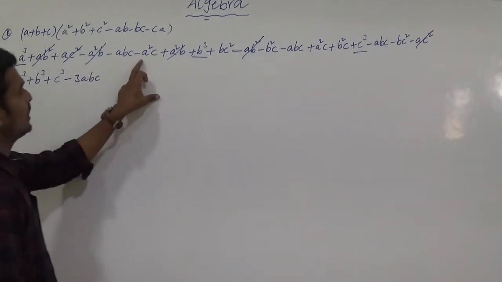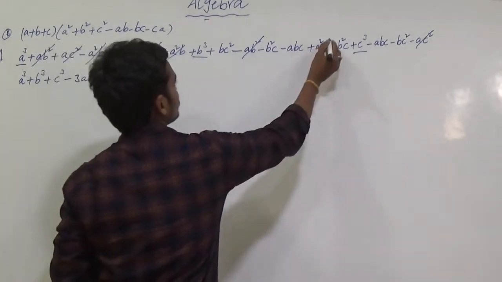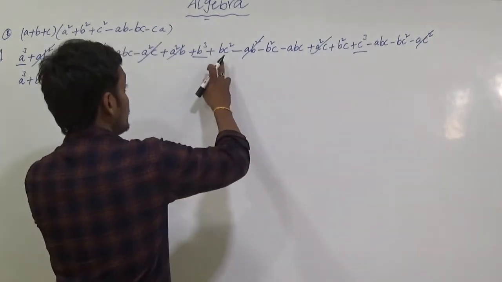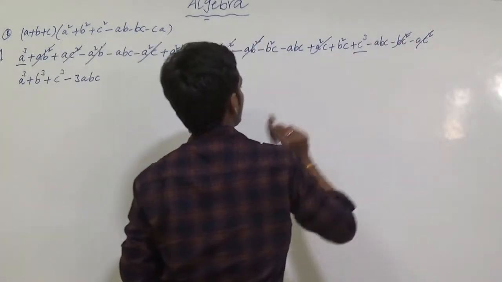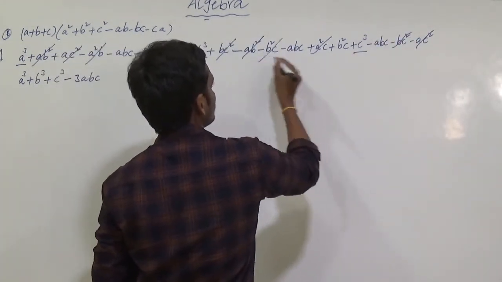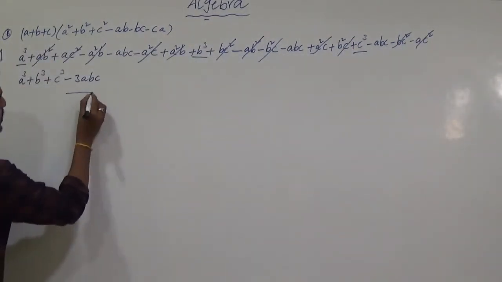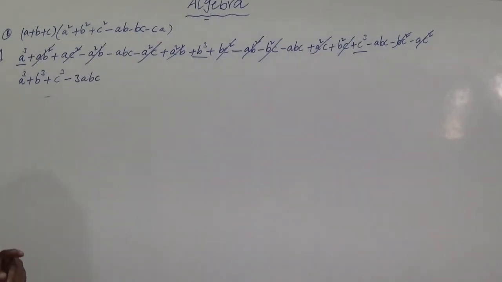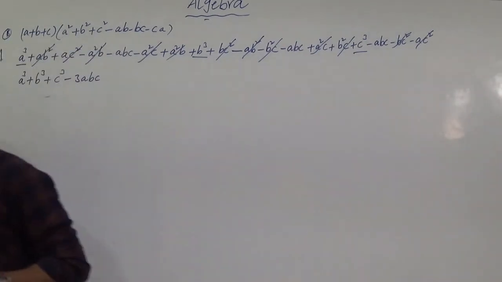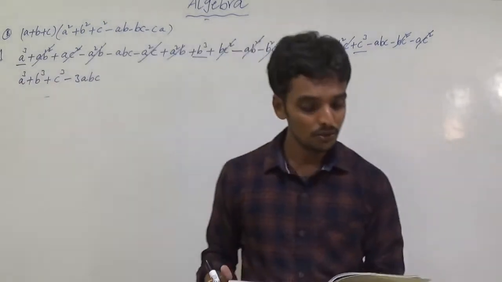Next, a square c, both are cancelled. bc square, bc square are cancelled. Next, b square c, b square c are cancelled. So the final answer is a cube plus b cube plus c cube minus 3abc. So in the sixth question, statement 1 is true.